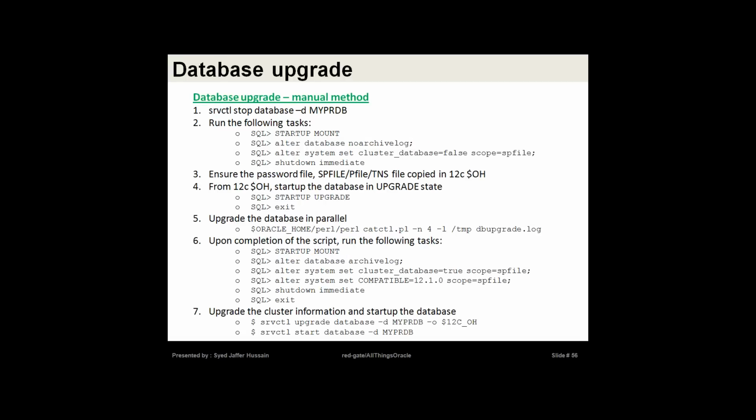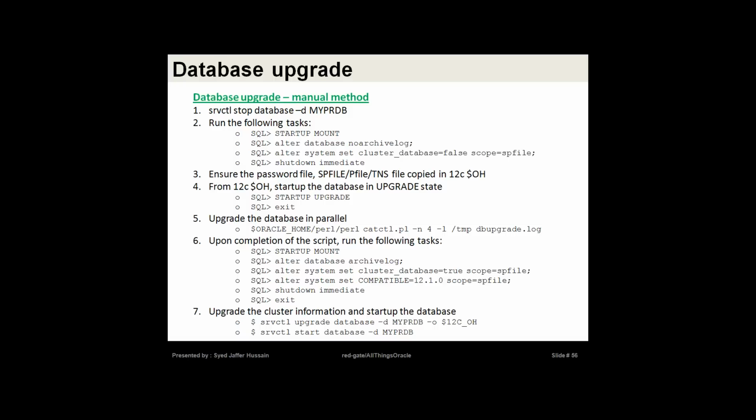Here is the method that explains the procedure to upgrade a RAC database. For example, if you have a RAC database named MyPRDB, these steps are going to tell you how to upgrade your database. First and foremost, you have to shut down the database. When you use srvctl stop database -d, all the instances of this RAC database are going to be shut down. And from the local node, from instance 1 basically, you mount the database and then disable the archive log mode.